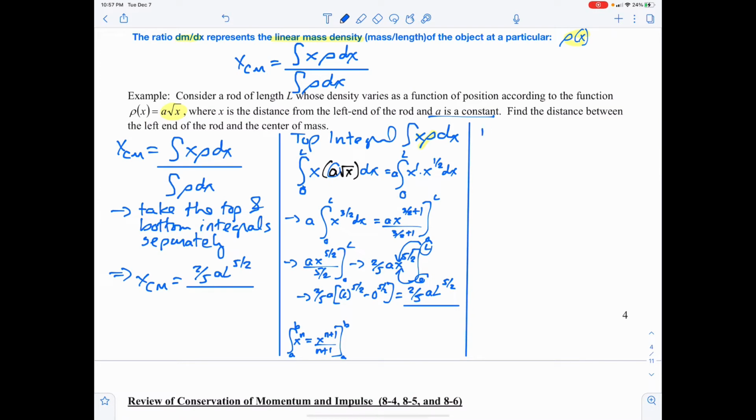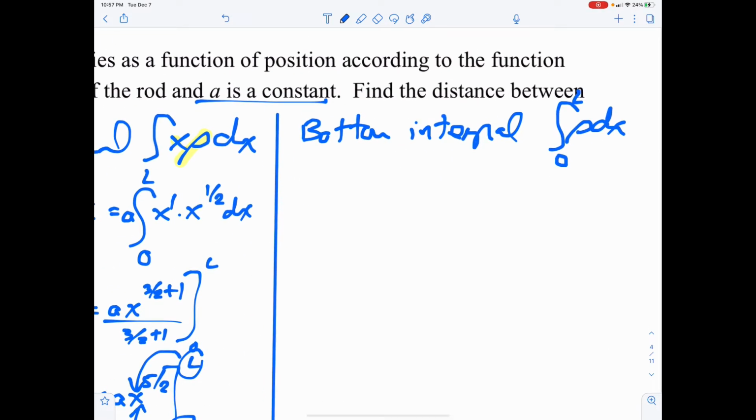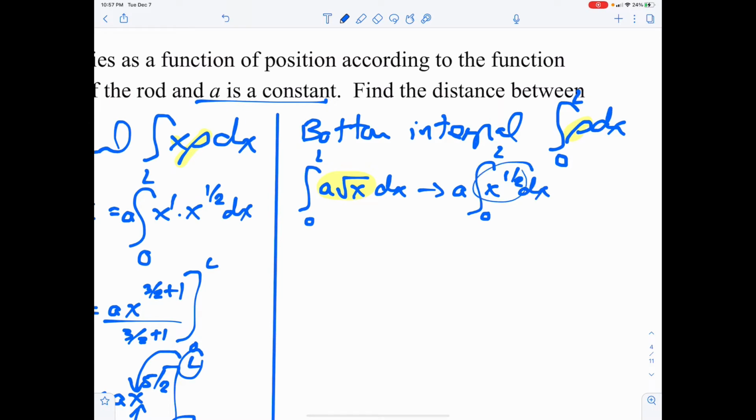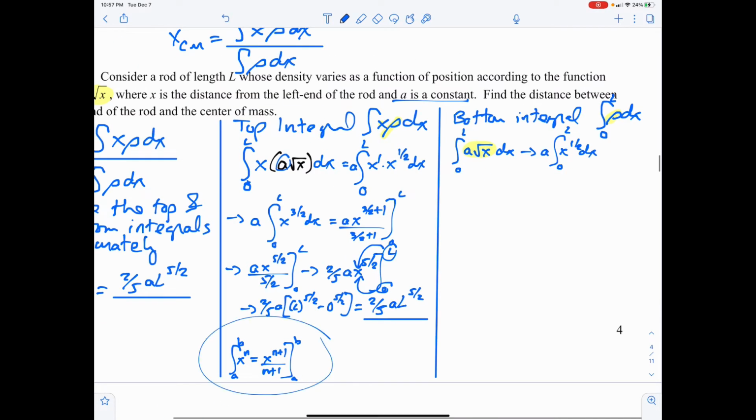Now the bottom integral we're going to do over here. Hope I left myself enough room. The bottom integral was the integral from 0 to L of rho dx, just rho dx. What that's going to look like is this: we're going to integrate from 0 to L of a times the square root of x dx. Notice what we did. We just substituted that for rho. I'm going to pull the a out front, and rewrite this as x to the 1/2 power dx. Now you can go ahead and integrate that using your general power rule here.